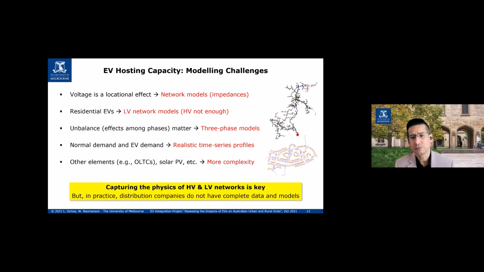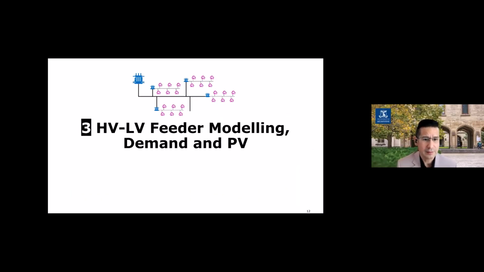And all of that needs to be done in a way that the networks are really modeled in a three-phase unbalanced way. So we can capture the different relationship between the phases, okay? And done in a way that we can capture as well the changes in demand throughout the day and the changes of electric vehicles throughout the day as well. So all of this needs to be captured. The physics need to be captured, and this is very important. So let me move to that modeling that I'm talking about, demand and photovoltaics.